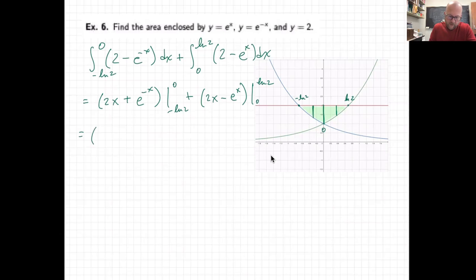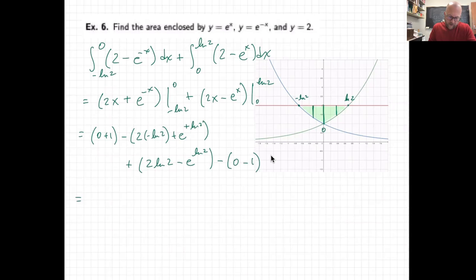So you plug in the 0, you have 0 plus 1 minus 2 times negative ln2 plus e to the minus ln2. Okay, and then plus, now we plug in the ln2 first, and we have 2 ln2 minus e to the ln2, then minus, and now we plug in 0, and you have 0 minus 1.